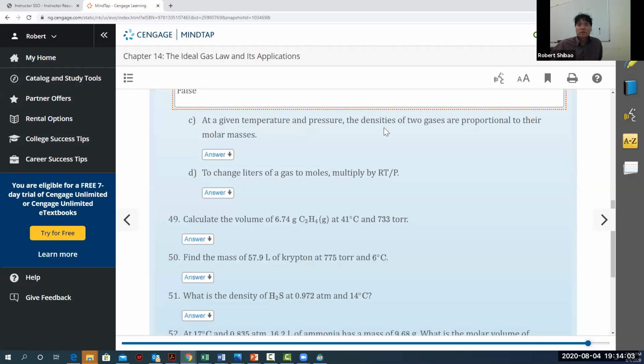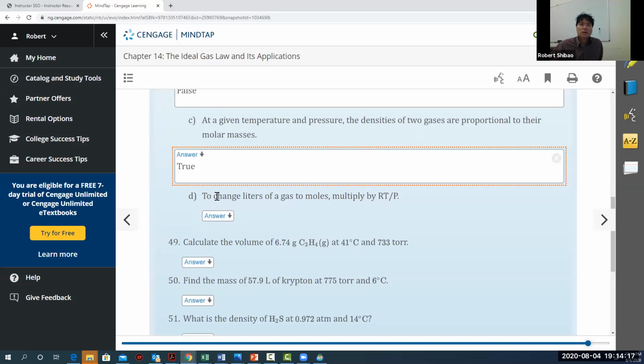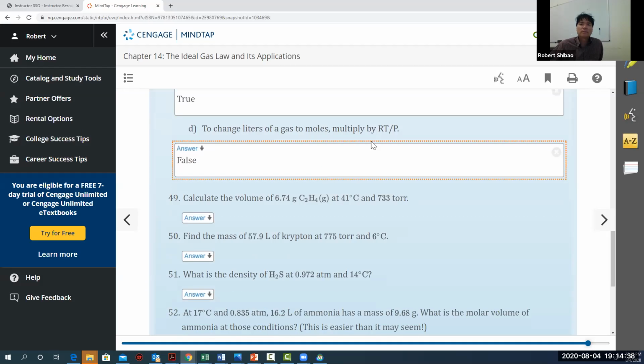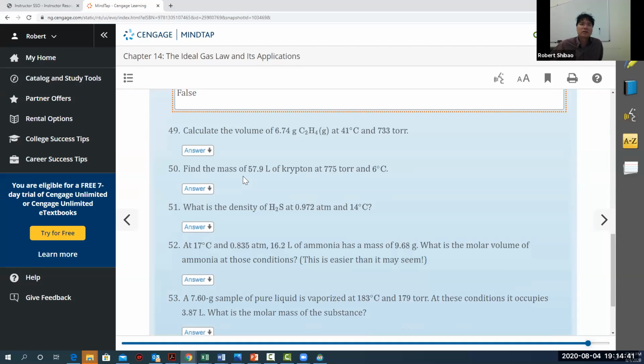At a given temperature and pressure, the densities of two gases are proportional to their molar masses. Yes, that's true. If you go back to the density equation, the density is equal to molar mass times P over RT, so it's true. To change liters of gas to moles, multiply by RT over P. RT over P is the molar volume, and so molar volume will convert moles to liters. They're asking to change liters to moles, so we've got to invert the molar volume. So this is false. It should be the molar volume inverted.